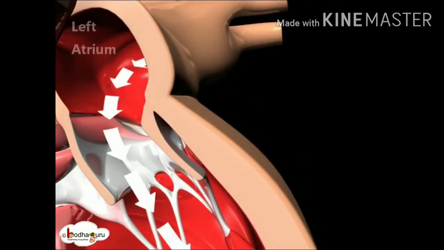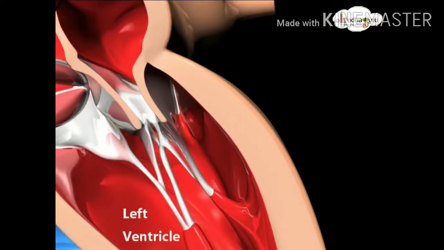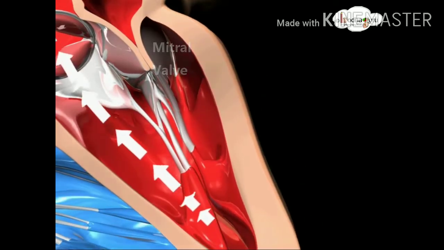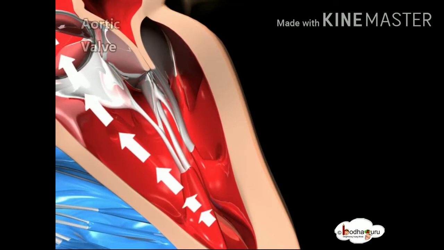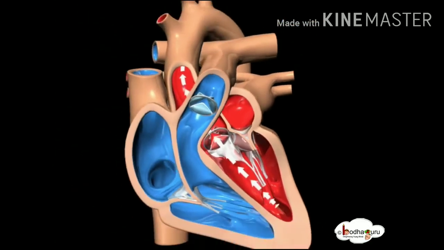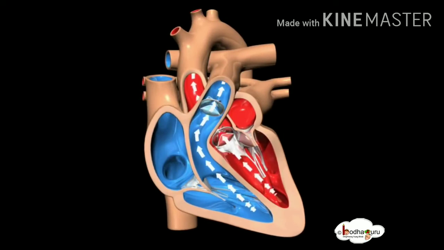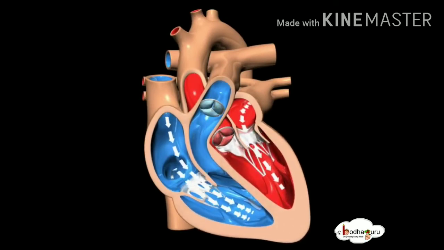Blood flows from the left atrium into the left ventricle through the open mitral valve. When the ventricles are full, the mitral valve shuts. Blood leaves the left ventricle through the aortic valve into the aorta and to the body. And this is how the heart functions continuously.